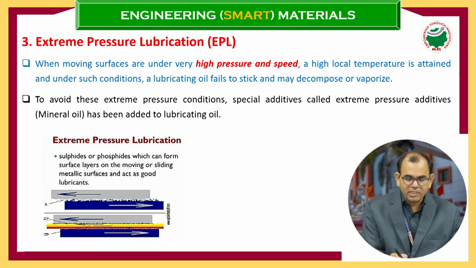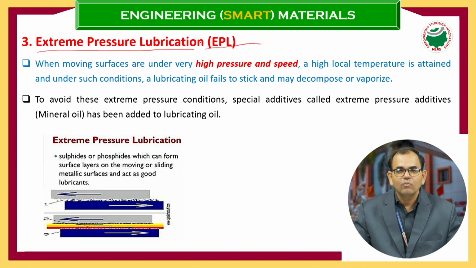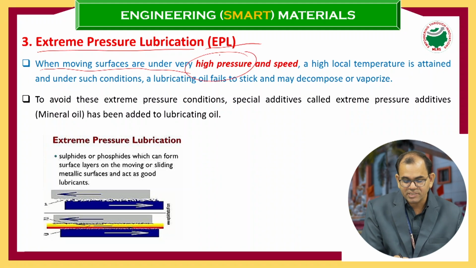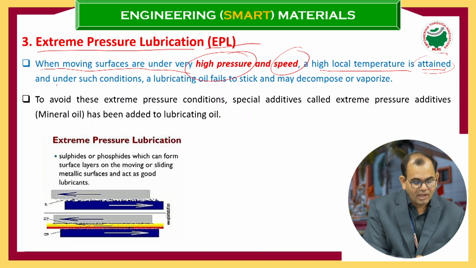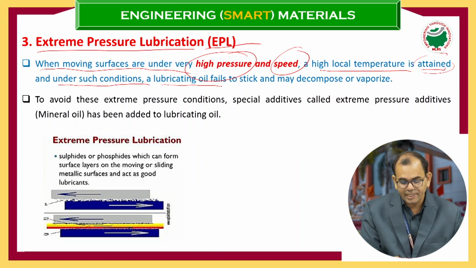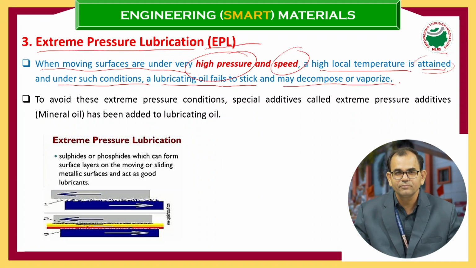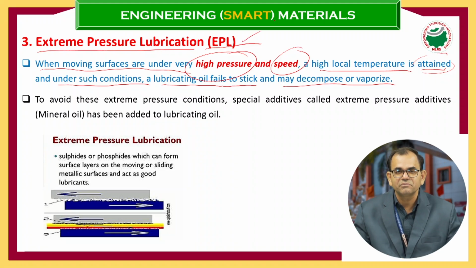Now, the third one is EPL. EPL is nothing but extreme pressure lubrication. What is extreme pressure lubrication? When moving surfaces are under very high pressure and speed, high local temperature is attained, meaning generated. Under such conditions, a lubricating oil fails to stick and may decompose or vaporize. Okay. For extreme pressure lubrication, we need some special lubricants, special grease. Why? Because high pressure, high speed and high load are applied. Okay.